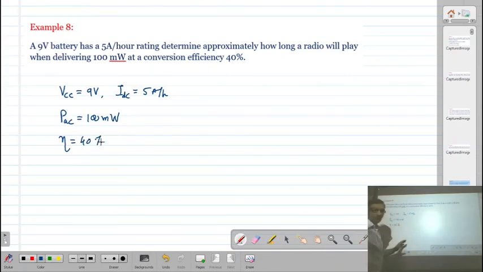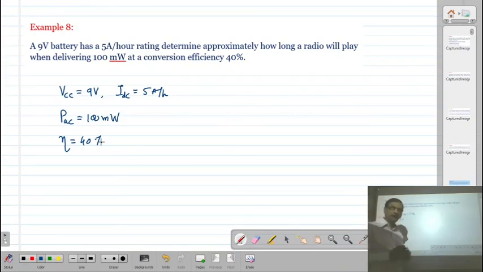So what is the actual problem? If we connect a 9-volt battery into a radio, how long will your radio play? It will play for 1 hour, 5 hours, 10 hours or 20 hours. Because the efficiency is 40%, you have to calculate the number of hours.